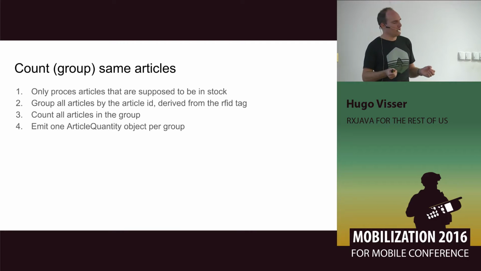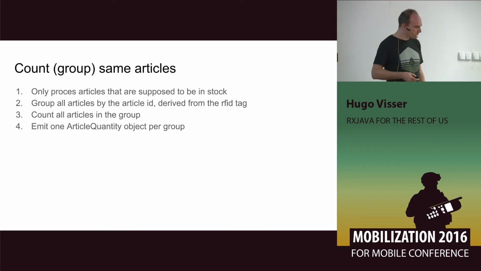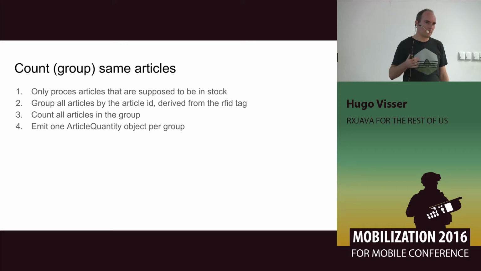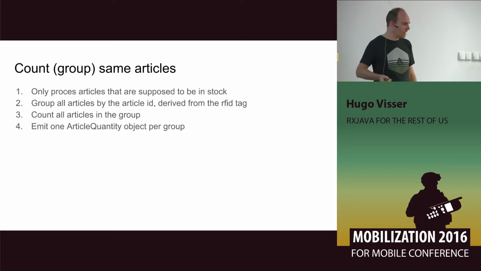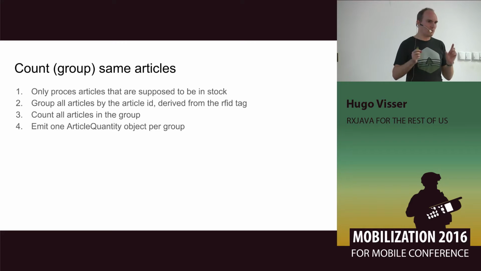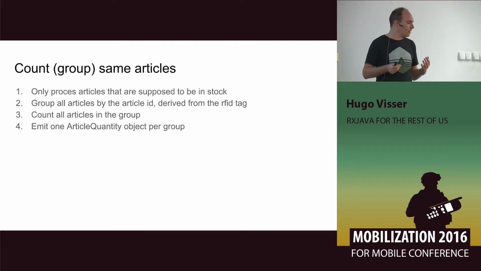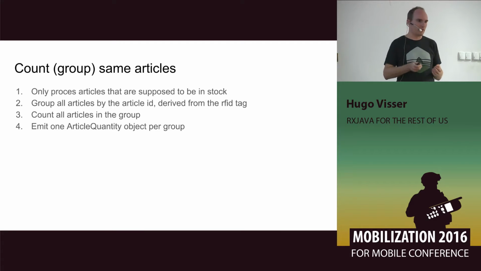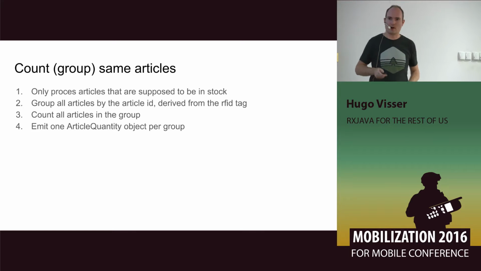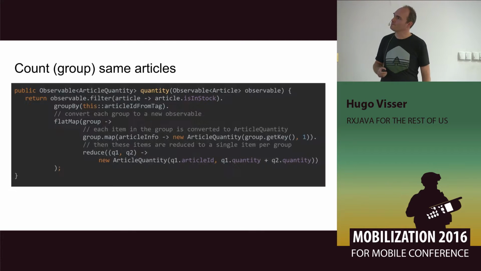So I might have 10 red t-shirts, for example, which all have a different RFID tag. And we want to group these articles by their article ID and then count how many I have in each group. And then I want to create a new object out of that, emitting an article quantity. So that is like the article ID with its quantity. So how many did I count of this? And this is actually how we're doing that.